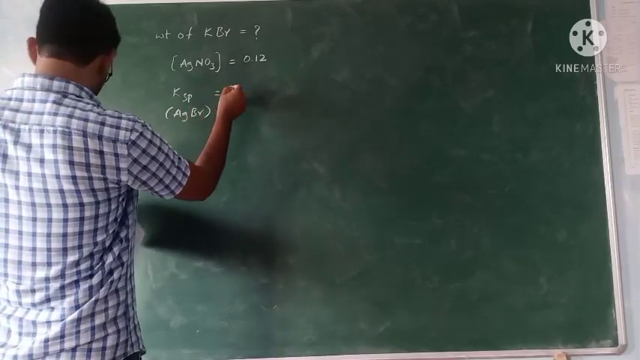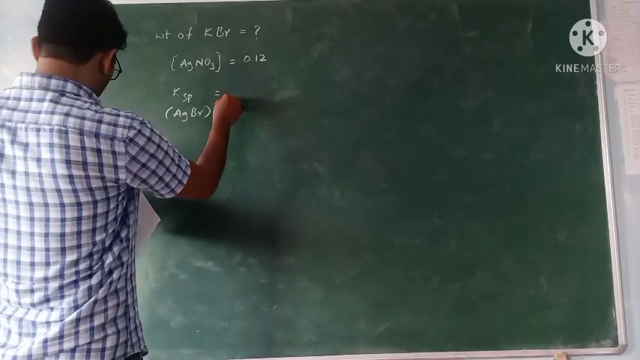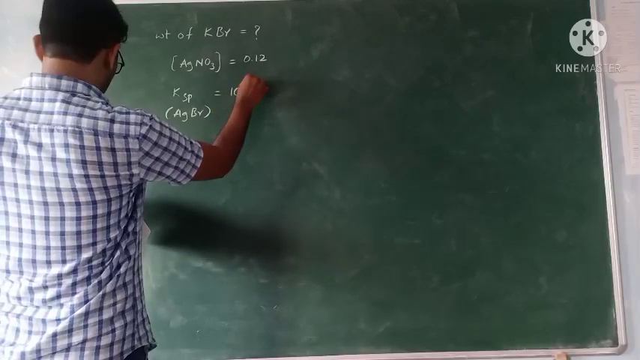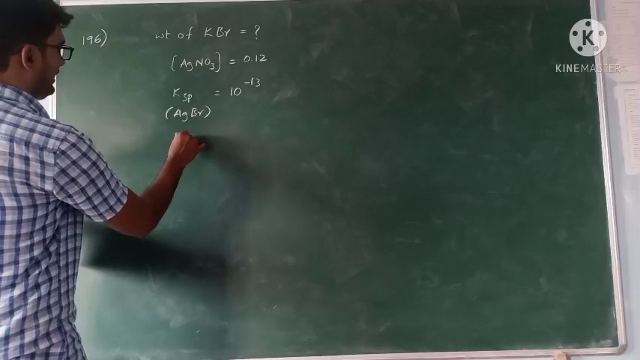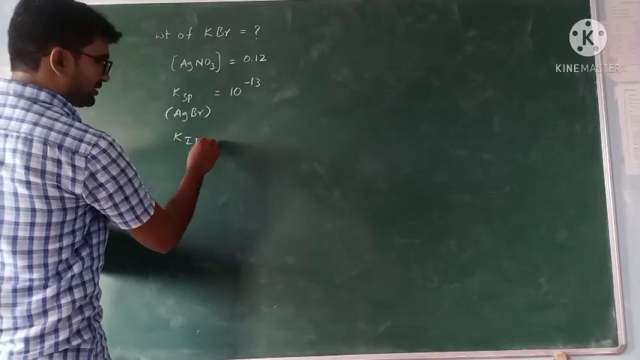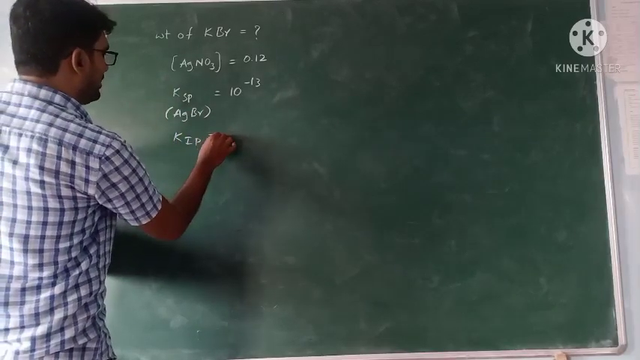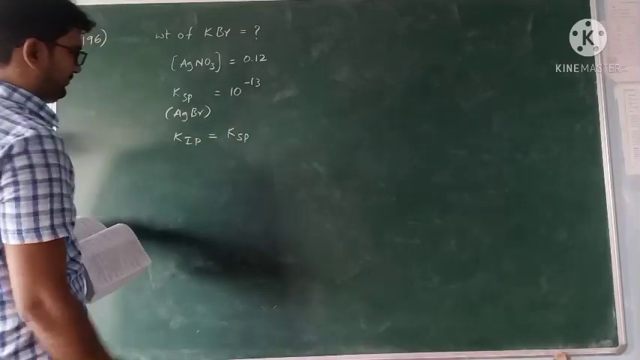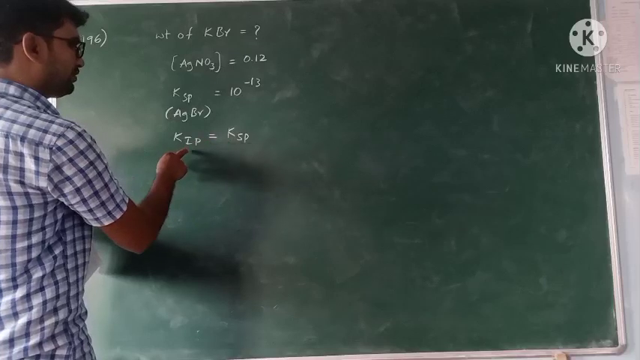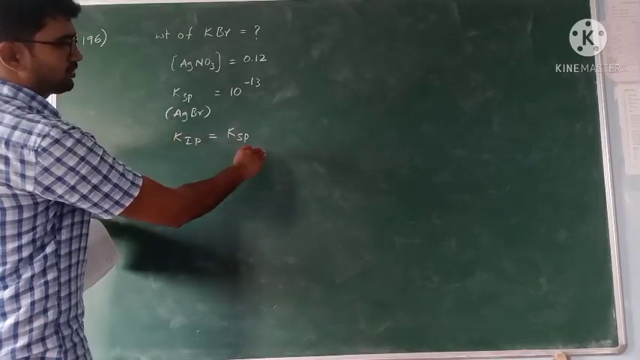AgBr is given. The KSP of AgBr value is 10 to the power of minus 13. For precipitation formation, we know that KIP must be greater than or equal. If it is equal, that's just started the precipitation. If the KSP value is equal to the KIP, it is a saturated solution.